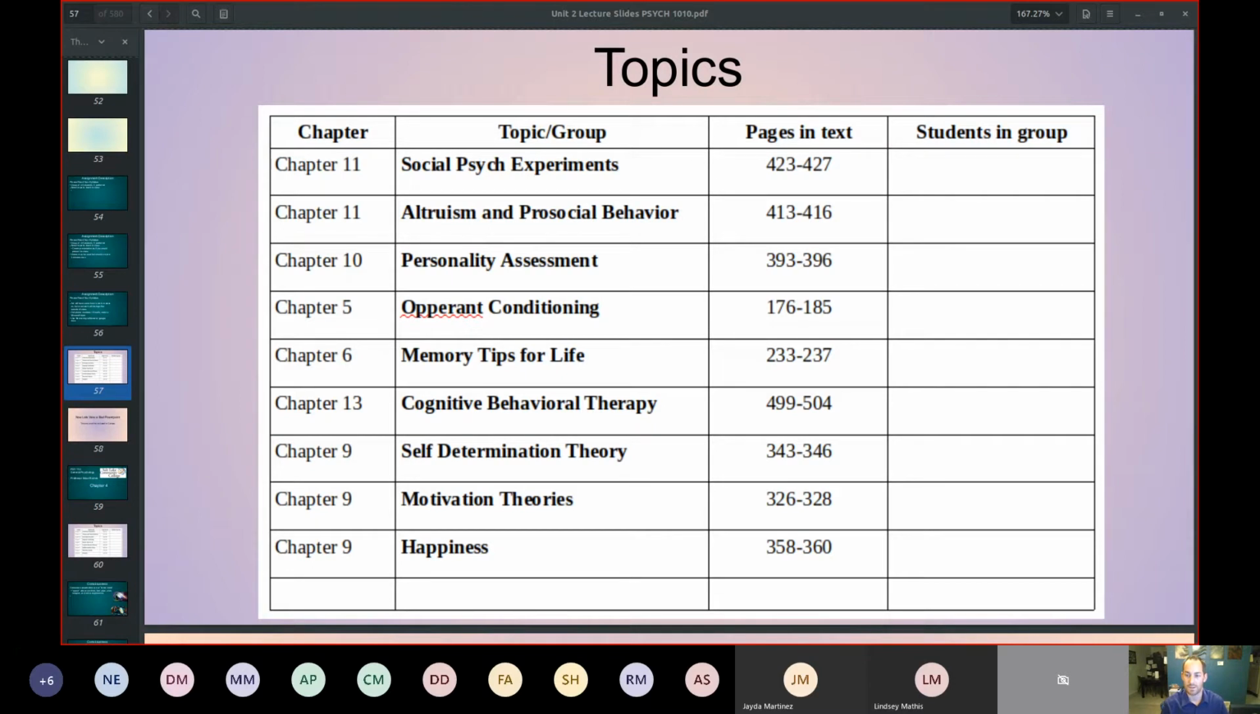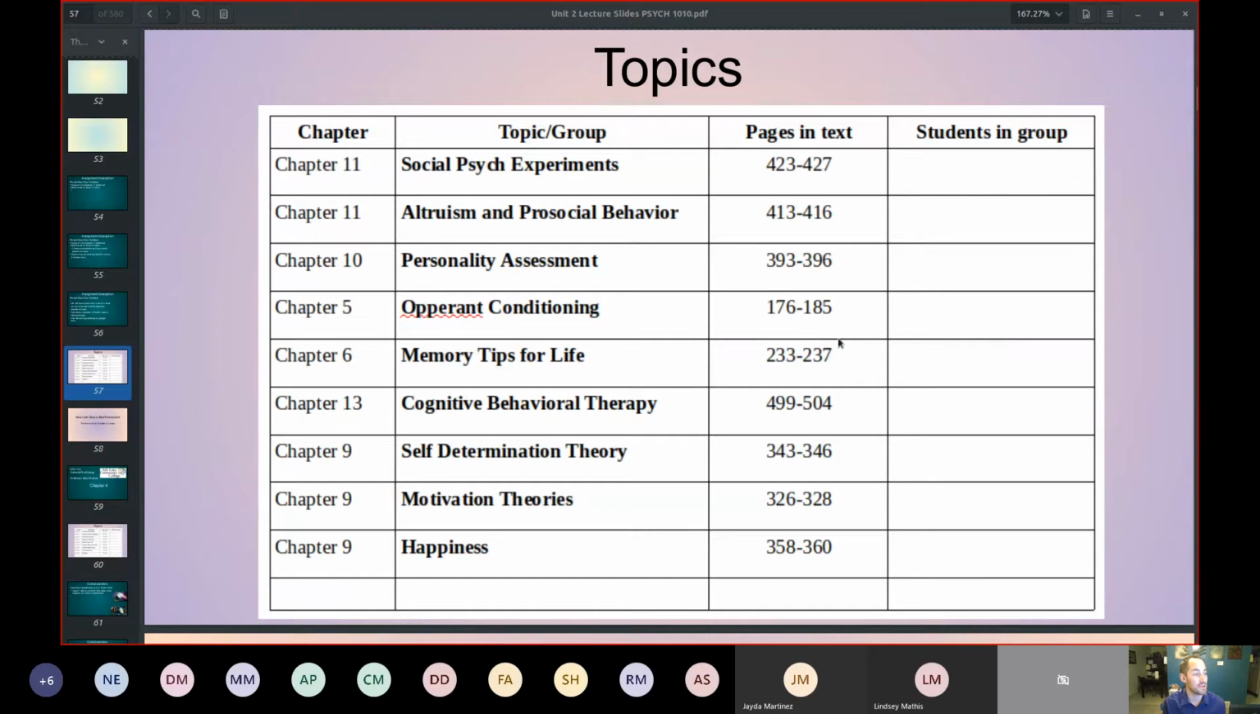All right, so Des is interested in altruism and pro-social behavior, as well as personality assessments and memory tips for life and motivation theories. All right, so anyone else interested in altruism, pro-social behavior? Just Des and I, that's all right. No, it's fine. If you're not interested in altruism, pro-social behavior, I'll change your mind by the end of the class. That's my goal now.